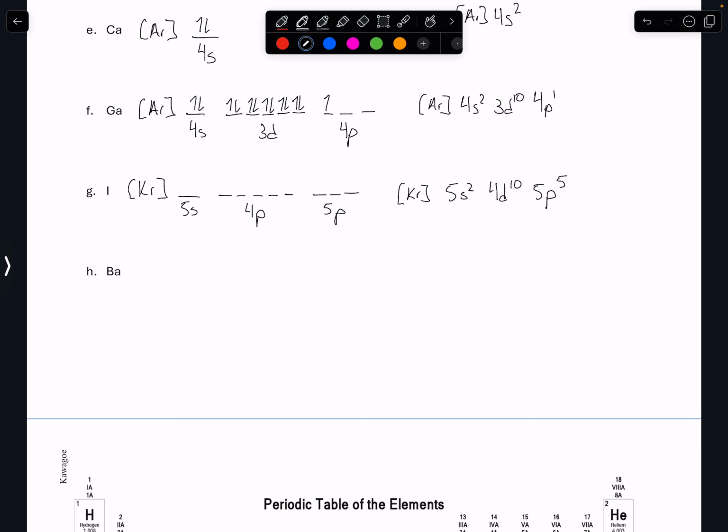And again, we just fill in our electrons, 1, 2, 1, 2, 3, 4, 5, 6, 7, 8, 9, 10. Now my p orbital, I need to fill in 5 electrons, 1, 2, 3. And so those ones are all single electrons. I need to pair up the last 2. So 1, 2 get paired.